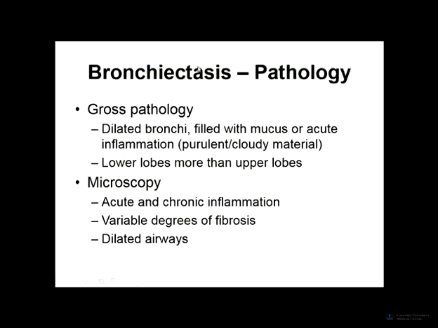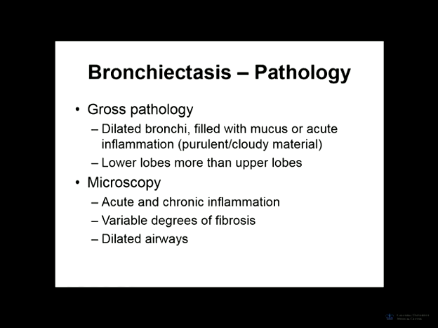For bronchiectasis, the gross pathology is a dilated bronchus that's filled with mucus or sometimes with acute inflammation, which you might call cloudy or purulent. The lower lobes are affected more than the upper lobes. Microscopically, often there's a lot of inflammation because, as I said, there can be infection chronically and acutely in those airways. There will be some fibrosis in the airways, but the main finding is that the airway itself no longer has normal tone, and so it no longer sits at its normal size.